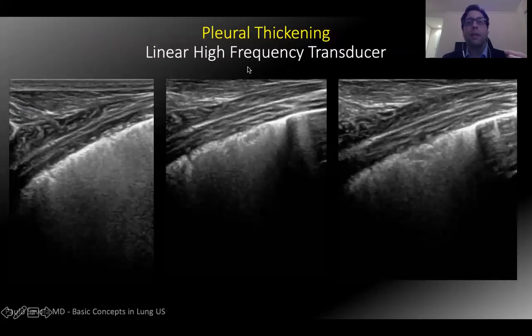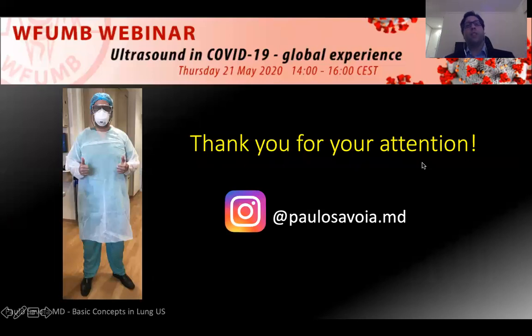You can also evaluate pleural thickening. You can use your high frequency transducer to see if the pleural line is thickened and if it has irregularities, which is a finding of COVID-19. This is a case of confirmed COVID-19, and you see pleural thickening and pleural irregularities here as well. Okay, so this is what I had to tell you.